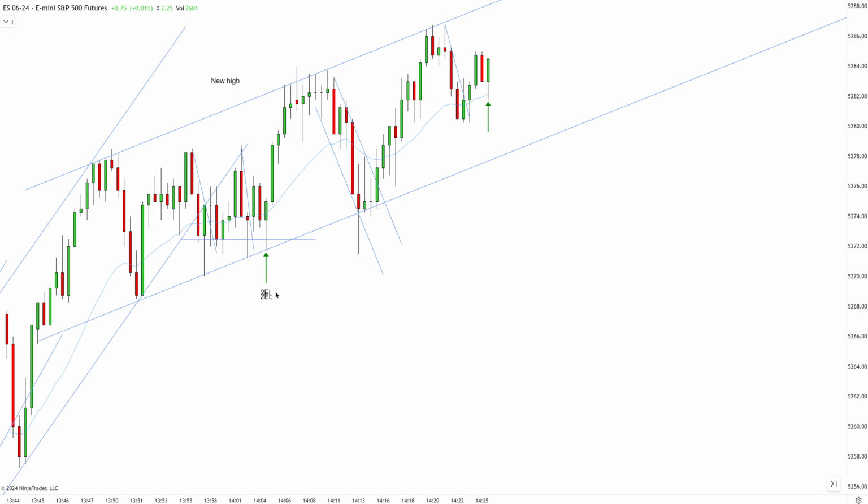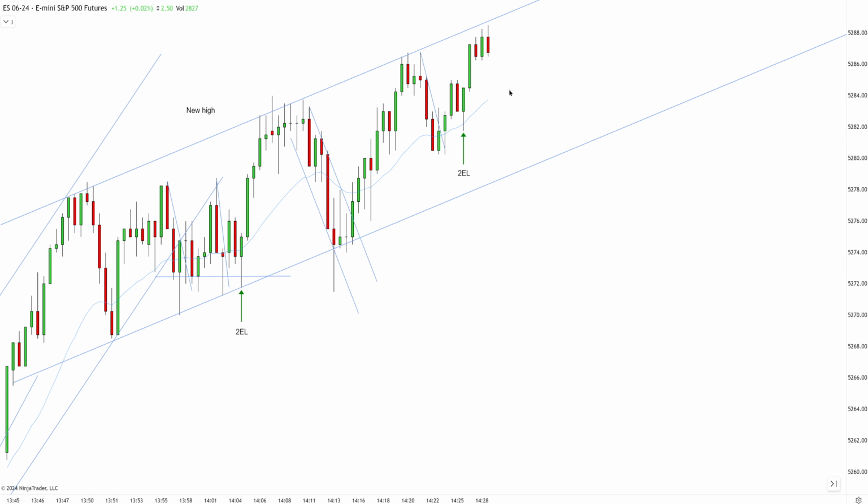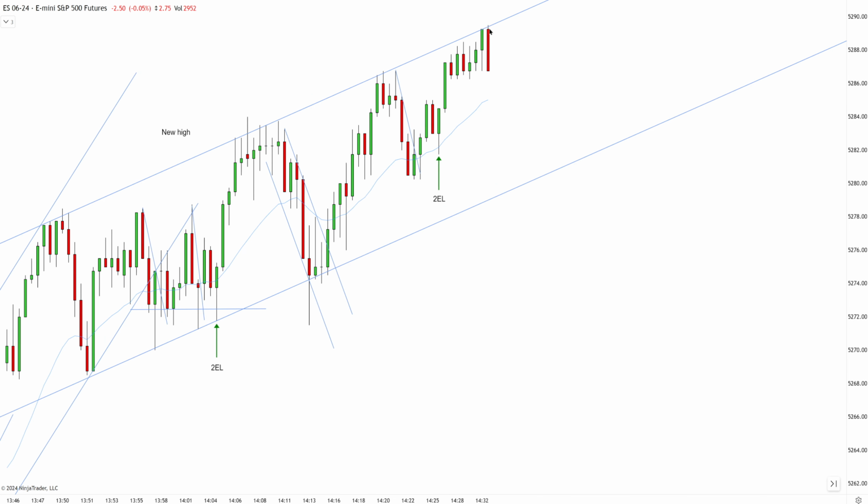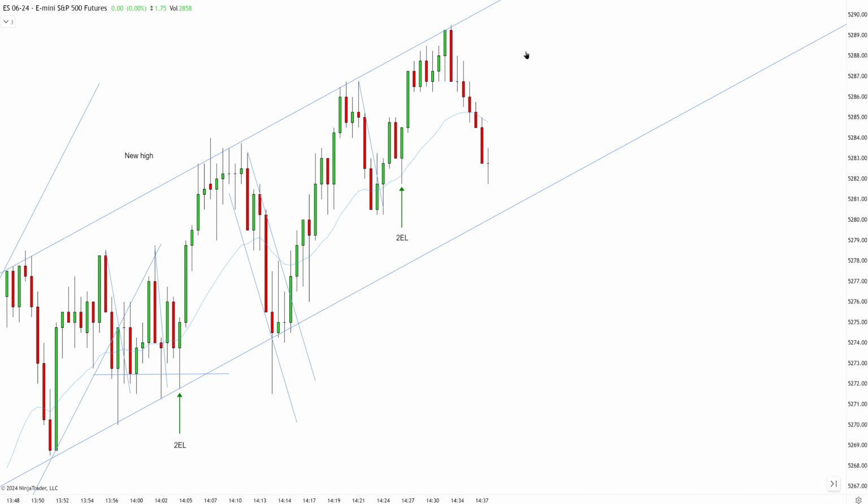Oops. So great second entry long at the EMA. Price action bounced off the trend channel line as you expect. So you can expect some pullback now. Okay, market is correcting lower.